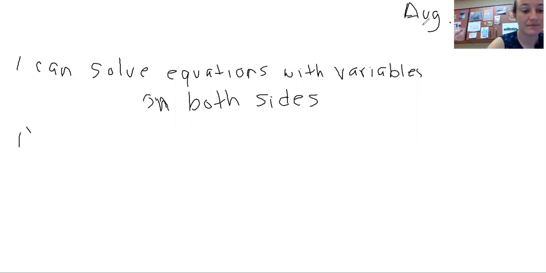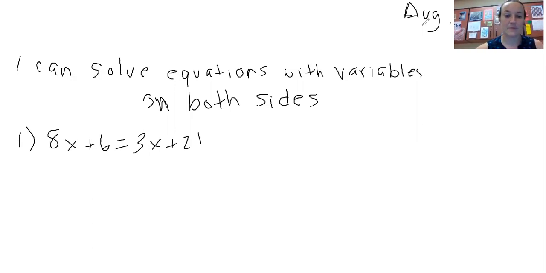So example number 1, I need you to write down 8x plus 6 is equal to 3x plus 21. Give you a second to write that down. Just like before, we're going to say organize. Let's draw a line through the equal sign. Okay, and taking a look, can I distribute anything right now? Nope, no parentheses. Can I combine anything? 8x and 6 aren't like terms, 3x and 21 are not like terms. Nope. Can I move a variable? Yes, we have x variables on both sides of this equation.